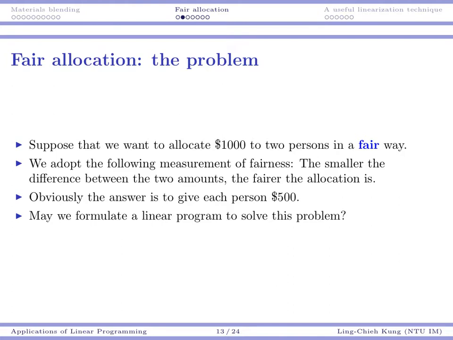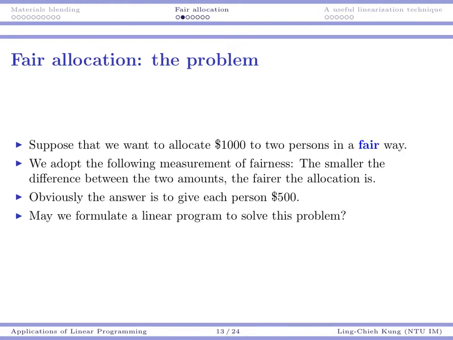Okay, so for example, in the best way of doing this allocation, we would give each of them 500. In that case, there is no difference between their parts, and then we say this is the fairest way of doing the allocation. If we do 400 and 600, then it's $200 of difference. It's not as good as 500, 500. So for this problem, it's so simple. We don't need any formulation to do this.